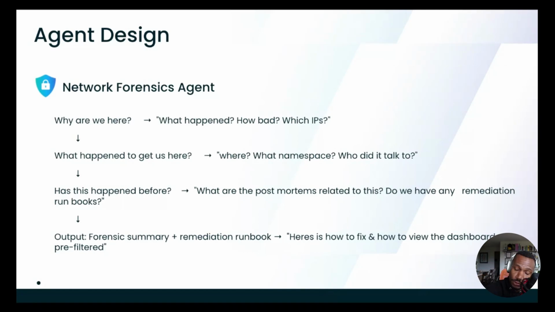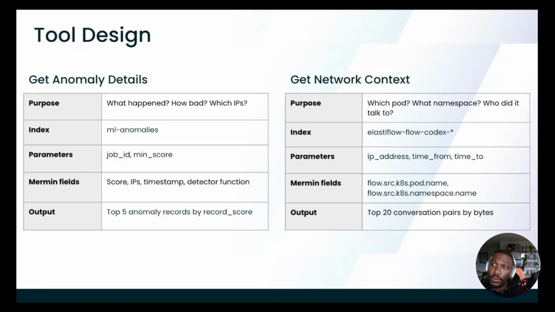But then once we have that, we actually get into our tool design, because to answer those questions, we need to provide a way for our agent to get those answers, right? And to do that, we provide two tools. So any anomalies that we write from our machine learning jobs automatically get written to an ML anomalies index. For a good tool, you need to make sure that you have the appropriate parameters added to them such that the agent knows what to inject and pull back the correct data.